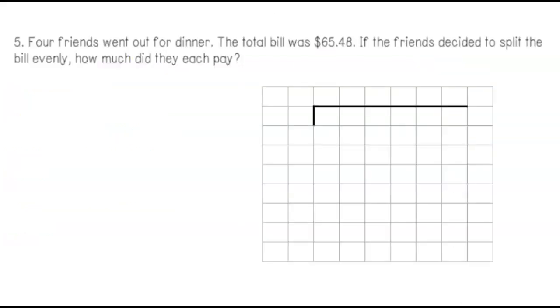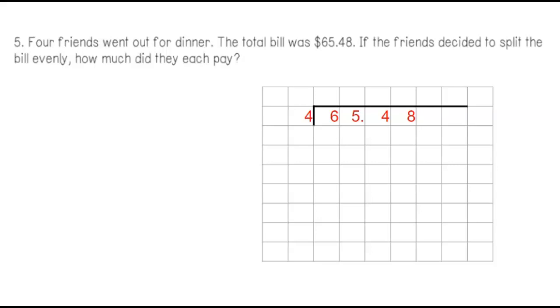In the next problem, it says 4 friends went out to dinner. The total bill was $65.48. If the friends decide to split the bill evenly, how much did they each pay? Our $65.48 is our dividend. That is what we're splitting. And the divisor is 4 because it's divided by 4 friends.